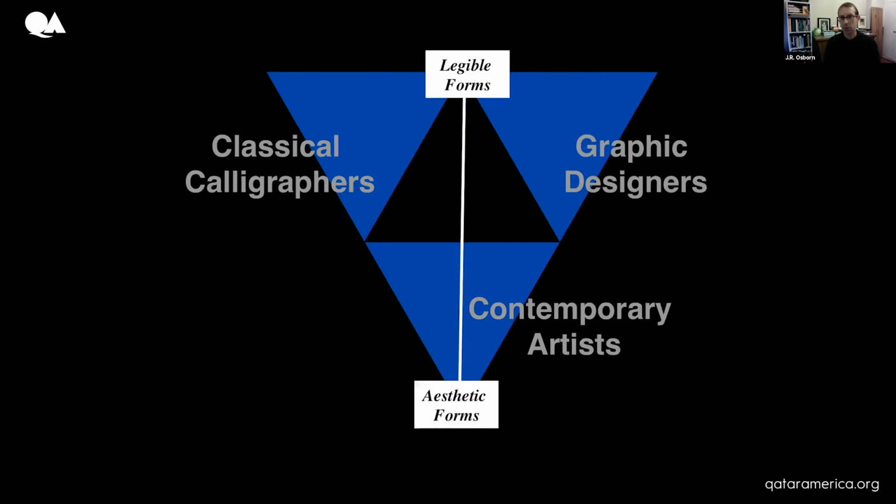So let's start with this one. In this, you can see that I have suggested that classical calligraphers and graphic designers both create legible forms, and I've opposed that to the aesthetic forms of contemporary artists. What do I mean by that?